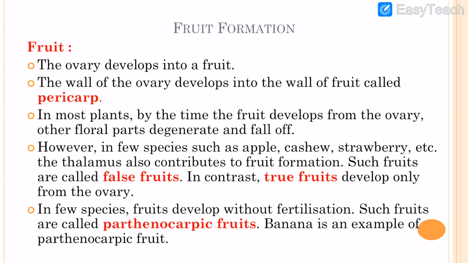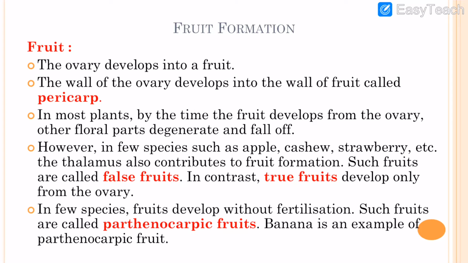Dear students, now we discuss the fruits. Actually, fruits are the ripened ovary. Dear students, the wall of the ovary is known as the pericarp. This pericarp becomes fleshy and edible. When the ovary becomes mature or ripened, at that time it is known as a fruit. Fruits are of different types.